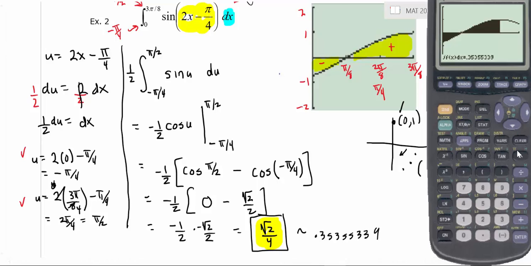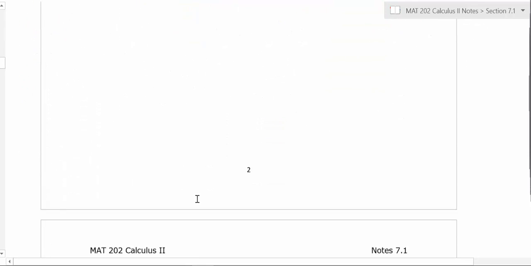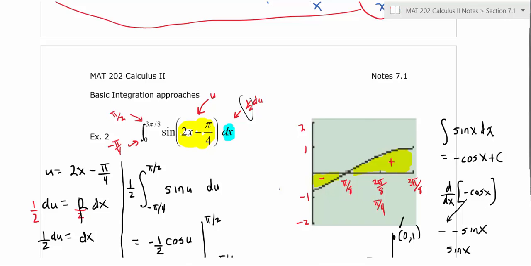Now if I clear that, and if I take our answer, which was square root of 2 over 4, I get the same thing, so we're right. So we can use that to approximate that area. Okay, so that will be the end of the first part of this, and I'm going to do videos in sections on this.